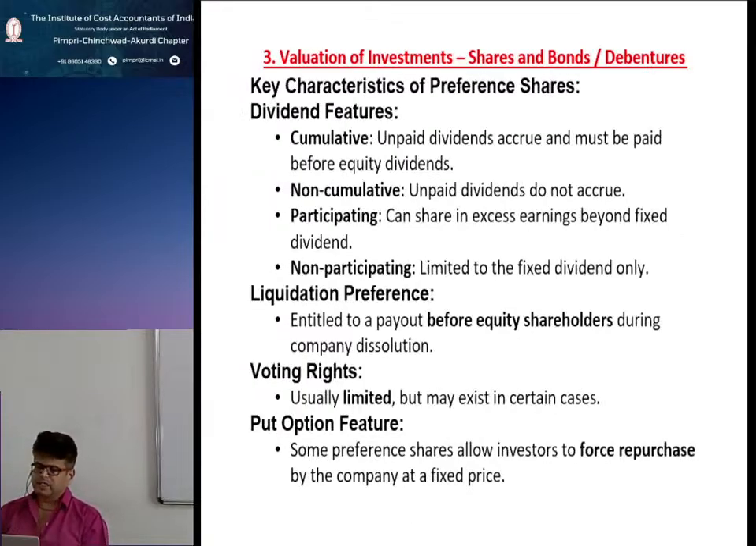The key characteristics of preference shares include dividend features. One is a cumulative dividend. In such a case, unpaid dividends accrue and must be paid before equity dividends. Non-cumulative means unpaid dividends do not accrue, so there is no accumulation of dividends in case any dividend is unpaid. Thirdly, participating means they can share in excess earnings beyond the fixed dividend, and non-participating means limited to the fixed dividend only.